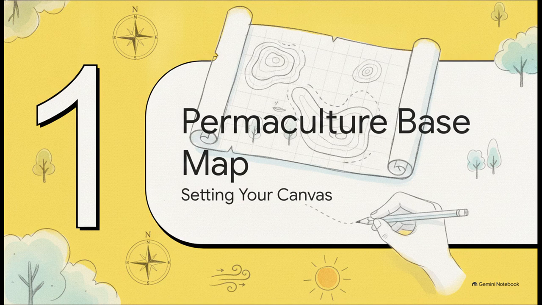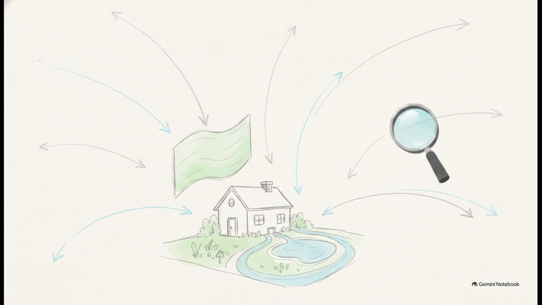Let's jump into Section 1, the permaculture base map, setting your canvas. Because before we can design our defenses, we need a foundation. And that brings us to the core concept of sector analysis. I want you to think of wild external energies, the sun, the wind, the fire, as invisible arrows winging their way toward your home from the outside. They are going to pass through your property, whether you like it or not.